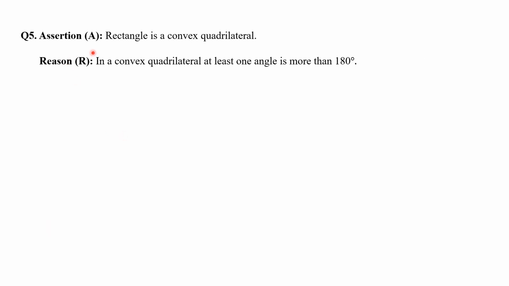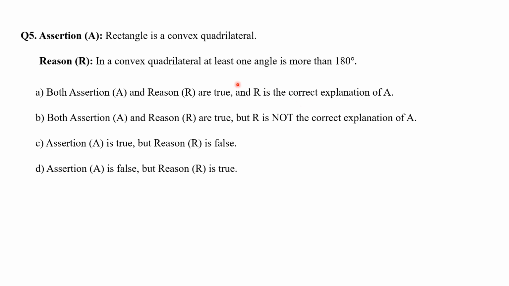Question number 5. Assertion: Rectangle is a convex quadrilateral. Reason: In a convex quadrilateral, at least one angle is more than 180 degree. So first you try to recall what is convex quadrilateral. Convex quadrilateral means the quadrilateral whose angles, each angle is less than 180 degree.